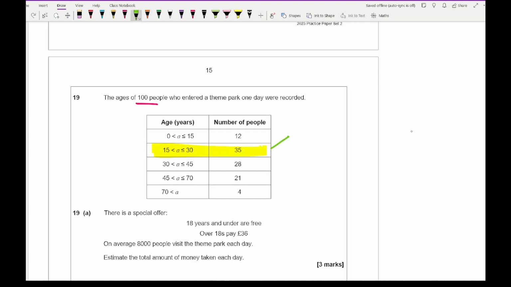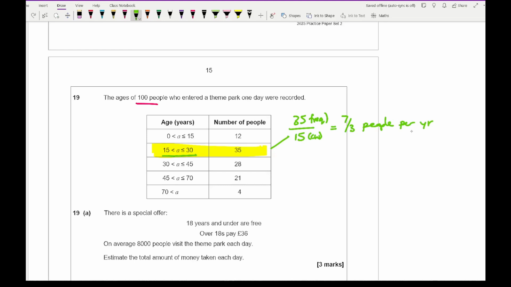So if I then do 35 divided by 15, and this is the class width, this is the frequency. I'm not trying to work out the frequency density, but what I'm trying to do is see how many people there are per year in that group. So from this, what we've got is 35 divided by 15, and that gives me an answer of 7/3 people per year in this group.